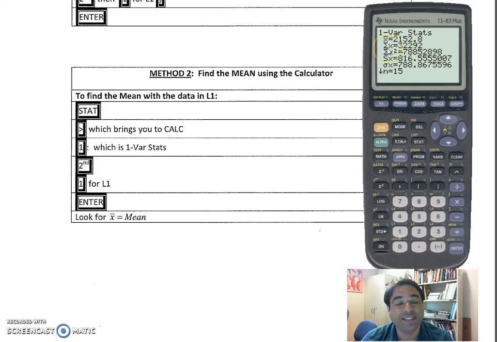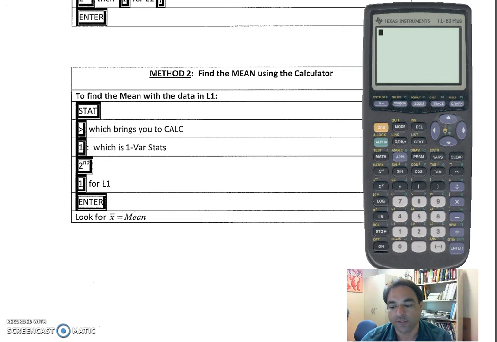2,152.8. There's that summation. We talked about if you add up all your observations. Then there's some other things we'll talk about, and your number of observations. And if you scroll down, we have these, which we'll talk about later as the 5-number summary, but you'll find your median as well in there. So again, 2 ways to do it.